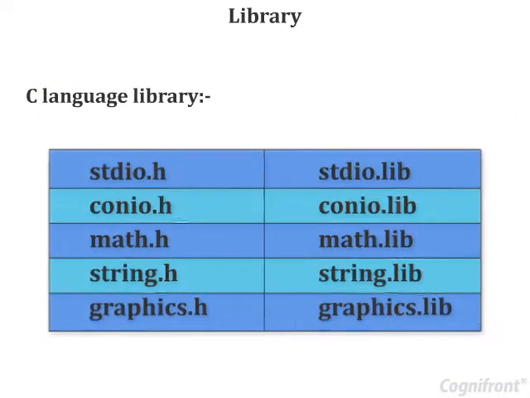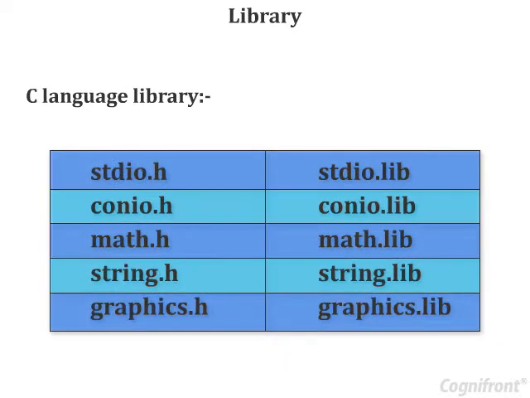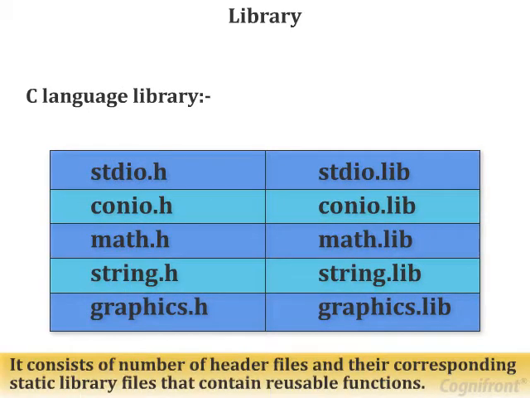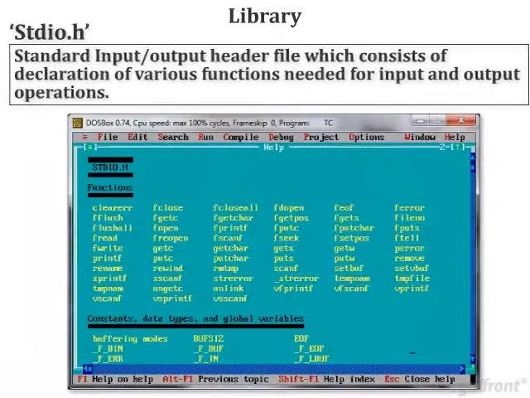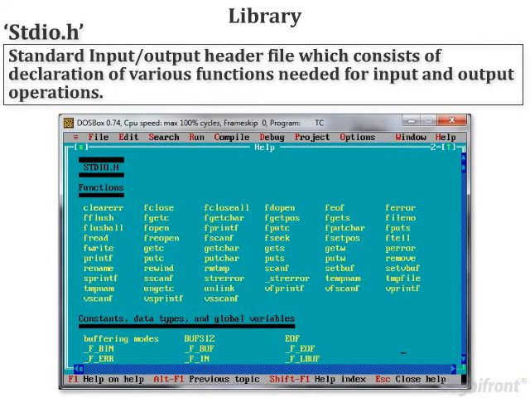Take the example of a C language library. It consists of a number of header files and their corresponding static library files that contain reusable functions. stdio.h is a standard input-output header file which consists of declarations of various functions needed for input and output operations.